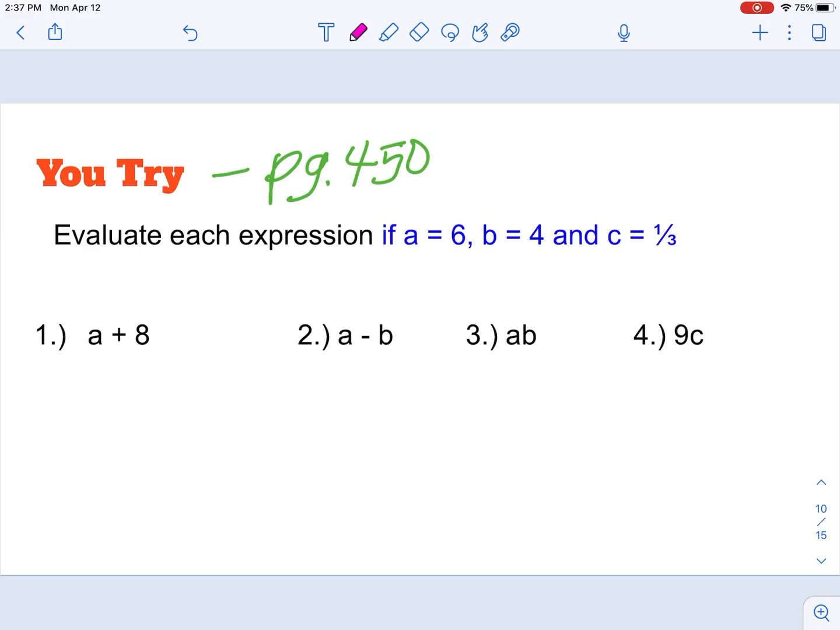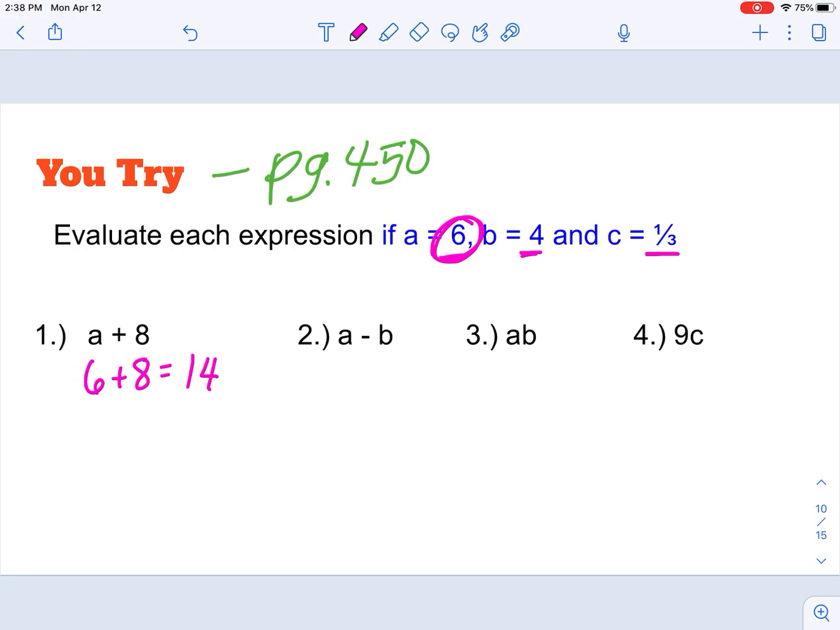All right, hopefully you have solved the problems and are ready to go over them. So let's look at this first one. So A is 6, B is 4, and C is 1/3. Those are the numbers that we're going to be plugging into the expressions. So in number 1, we have A plus 6. Well, I know A is 6. That's what the problem is telling me. So I have 6 plus 8, which is 14.